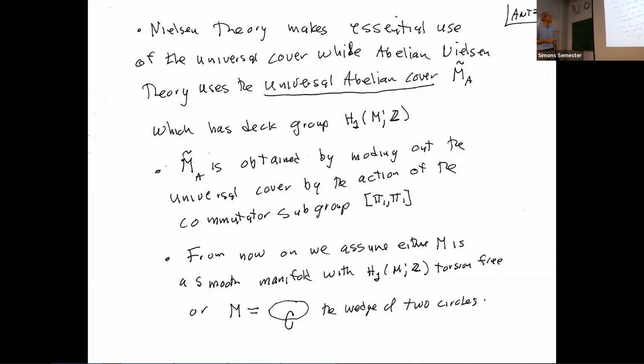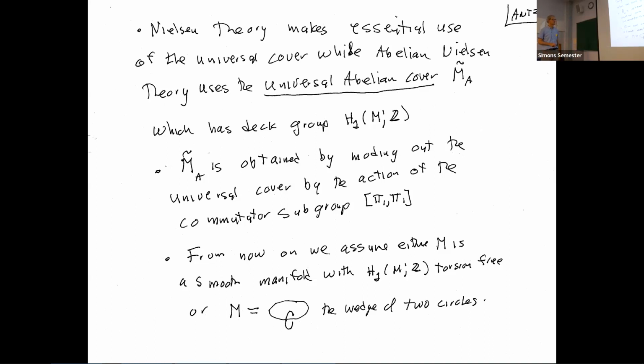All right, so we want to take what we had about Nielsen theory and make it abelian. Okay, so what does this mean? Well, we use the universal cover. That's the one associated with pi1. The set of deck transformations is pi1. Now we want to use a covering space where the deck transformations is H1. All right, so how do you do this? This object is called the universal abelian cover. And one way to obtain it is to take the universal cover and mod out by the action. The fundamental group acts, so you can act by the commutator subgroup and mod it out.